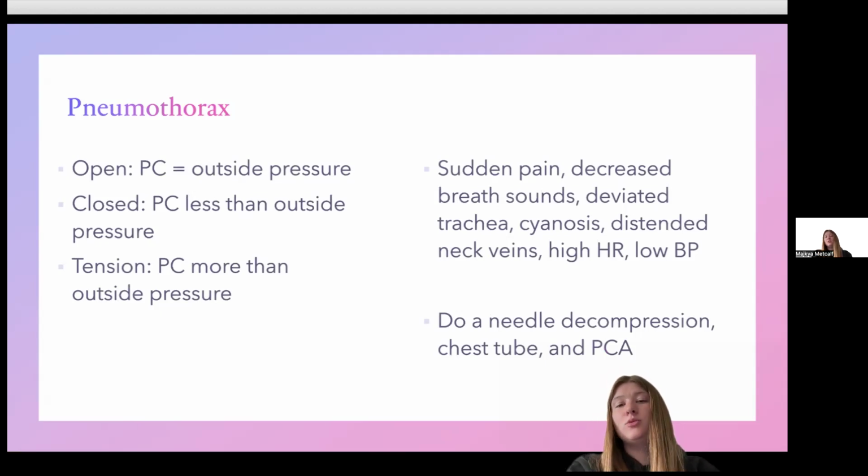Signs and symptoms of a pneumothorax include sudden pain and decreased breath sounds. In a tension pneumothorax, you might see that deviated trachea, cyanosis, distended neck veins, high heart rate, and low blood pressure. To treat a pneumothorax, we're going to do a needle decompression to remove any of that air or fluid that might be in the pleural cavity. We might also use a chest tube, and because chest tubes are super, super painful, we might give our patient PCA, or patient-controlled analgesia.